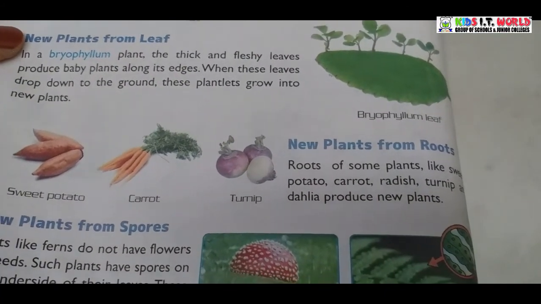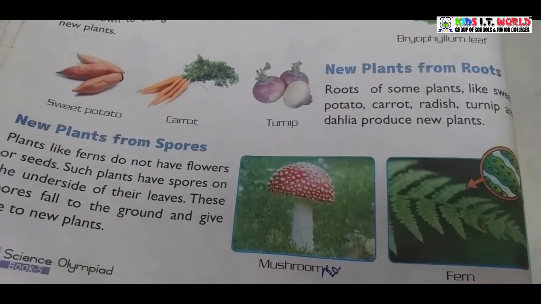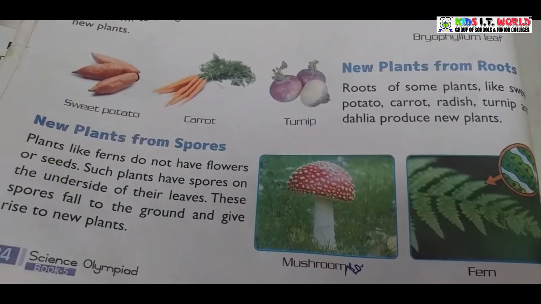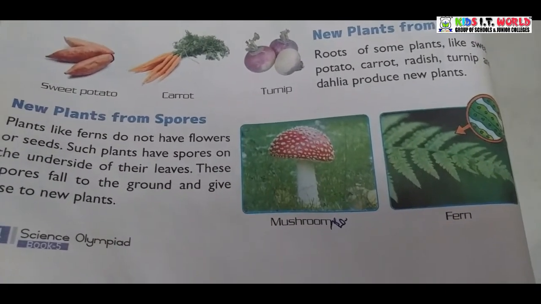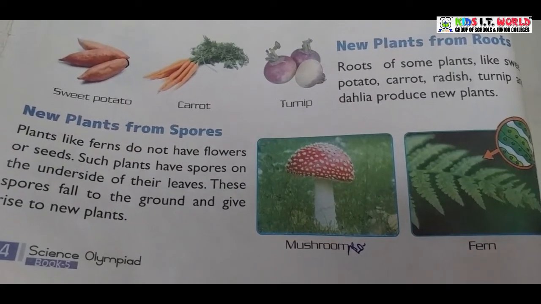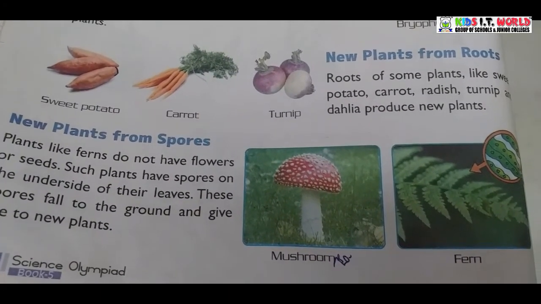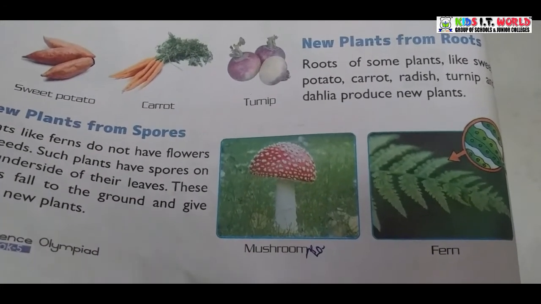Then next is new plants from spores. Plants like fern do not have flowers or seeds. Such plants have spores on the underside of their leaves. These spores fall to the ground and give rise to a new plant. See here, mushrooms and fern.